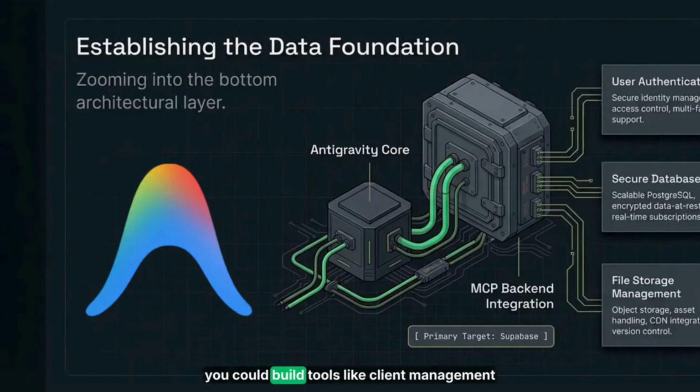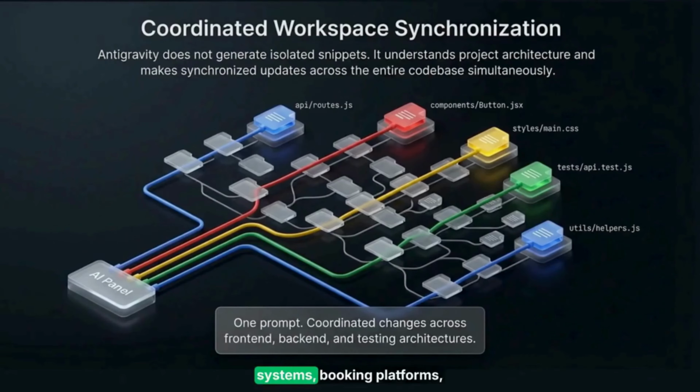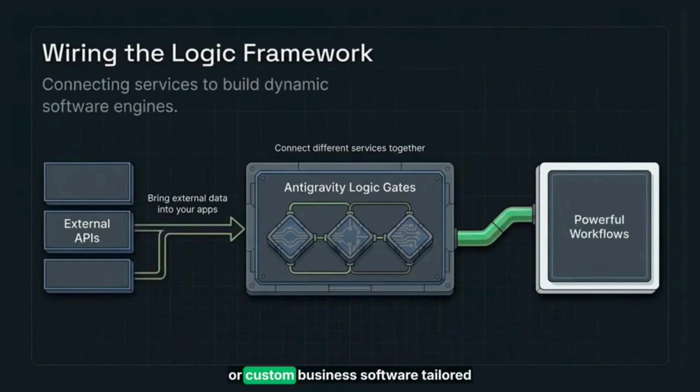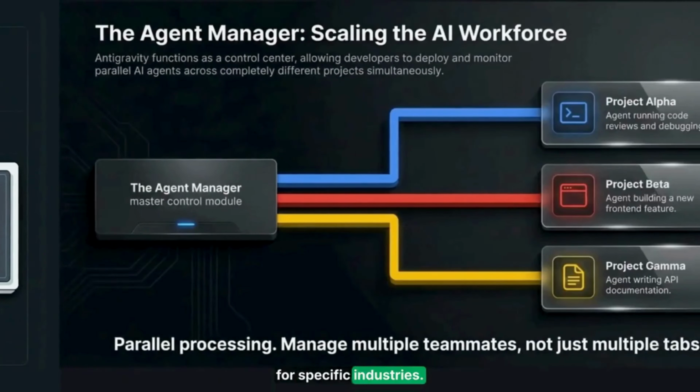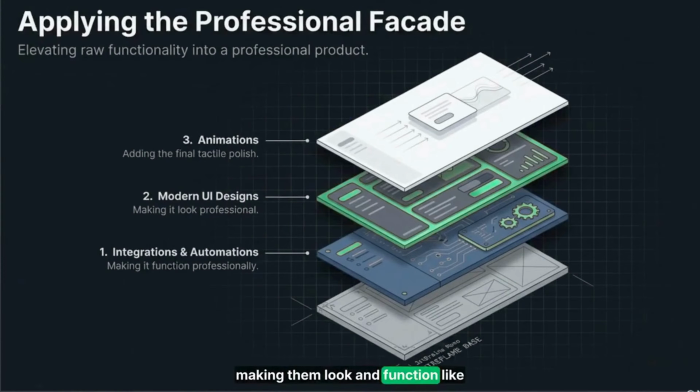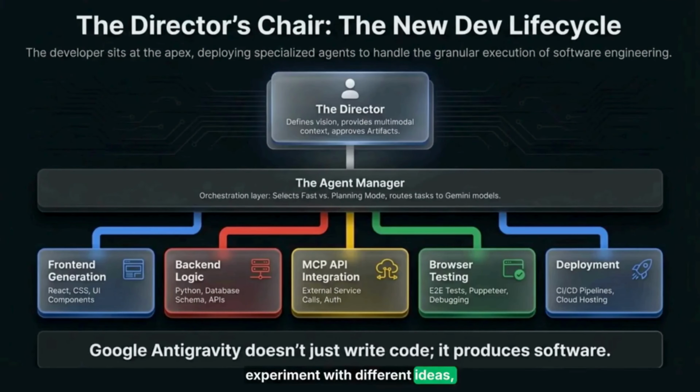For example, you could build tools like client management systems, booking platforms, invoice systems, lead generation dashboards, project management tools, or custom business software tailored for specific industries. You can also improve your apps by adding animations, modern UI designs, integrations, and automations, making them look and function like professional products. Also, at the time, Anti-Gravity is completely free to use, so it's a great opportunity to explore it, experiment with different ideas, and build as much as you can while it's available.